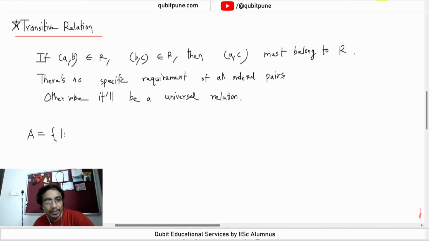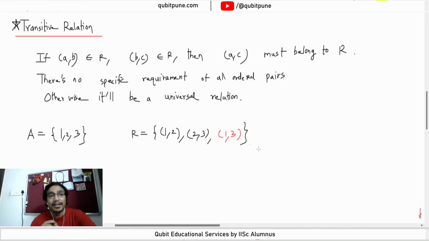So suppose A is {1, 2, 3}, and suppose I say R is {(1, 2), (2, 3)}. Then what ordered pair do I have to include here to make it transitive? 1, 3. Yes, we must include 1, 3.